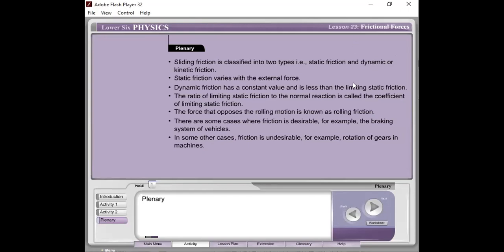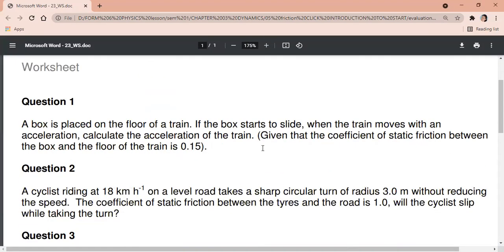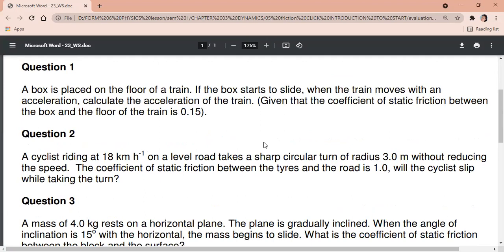Ladies and gentlemen, let's look at some of the questions. From here, we apply the concepts we learned just now. So we go through the question first. We notice that a box is placed on the floor of a train. If the box starts to slide when the train moves with an acceleration, calculate the acceleration of the train.